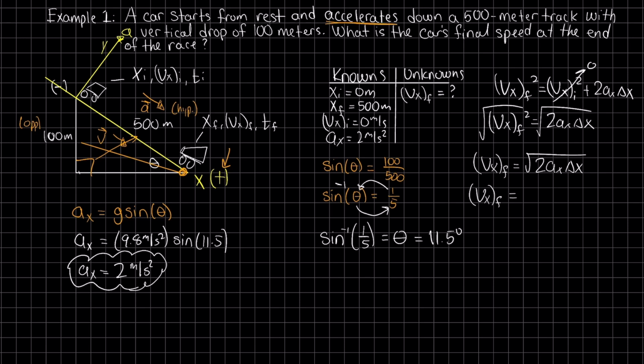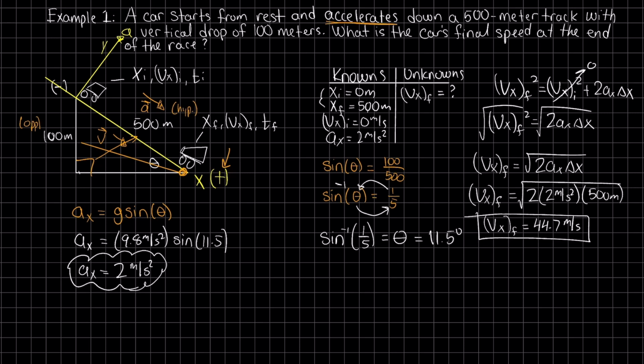So all that I have to do is multiply 2 times the acceleration, 2 meters per second squared, multiplied by my displacement. Well, my displacement is just final minus initial. It looks like my final is 500 minus 0. I'm going to get 500 meters and take the square root of that. So finally, my calculator is going to tell me 44.7 meters per second. And that will complete this example of accelerated motion down a ramp.